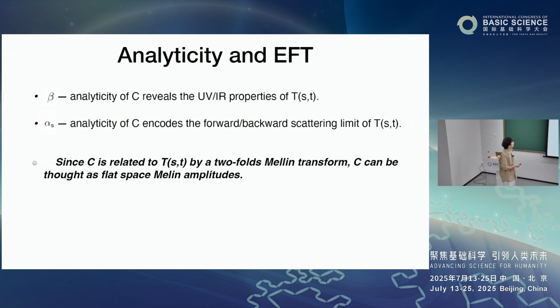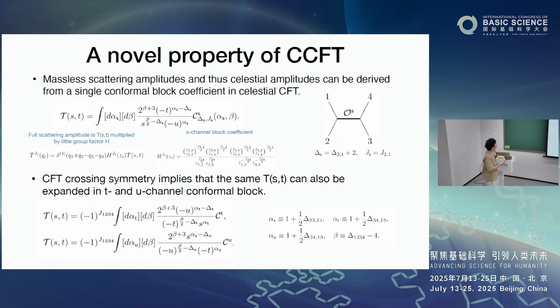Okay. So before I talk about the reconstruction, let me give some comments on the C here. As I said before, the T(S,T) and the C are related by some Mellin transform. You see, it's very similar to the AdS Mellin amplitude. You start from some Witten diagram and perform the Mellin transform to get the Mellin amplitude. And here, if we see the T(S,T) as some Witten diagram, the C part is just the Mellin amplitude in AdS. That's why we call this a Mellin amplitude in flat space.